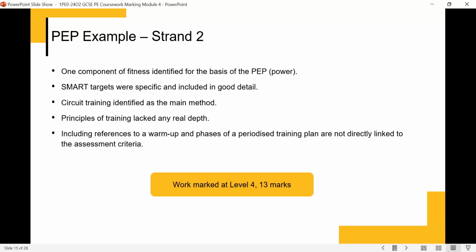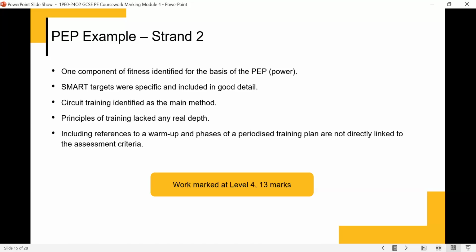Okay, getting back to it, there was a fitness test battery used to help derive the aims and SMART targets. Circuit training alone is not the most relevant method of training for power. However, the candidate did explain in very good detail that weight training and plyometric style stations would be utilized within the circuits. That's actually important.